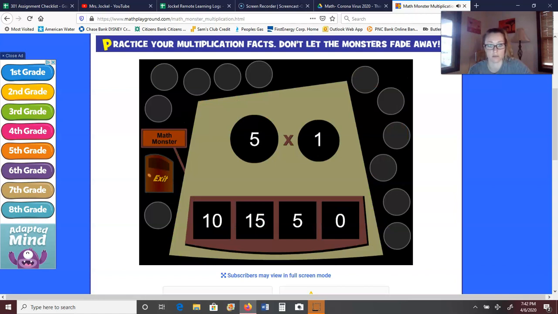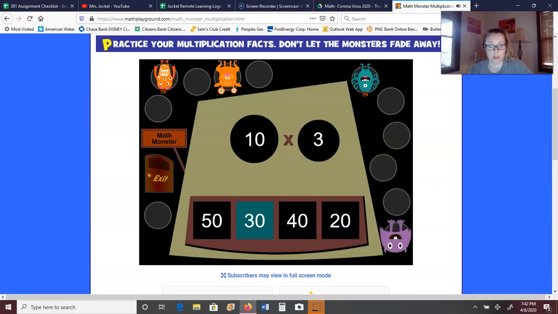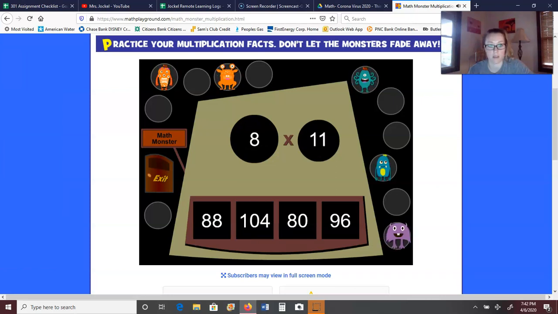Let's, ooh, 5 times 1. 2 times 7. 4 times 7. 5 times 10 is 50. 10 times 3 is 30. 8 times 11 is 88. 9 times 5 is 40. 10 times 1 is 10. Am I multiplying monsters, I guess? 6 times 7 is 42. 2 times 2 is 4. 5 times 5, 20. 6 times 12? What? How would they throw that one on there?